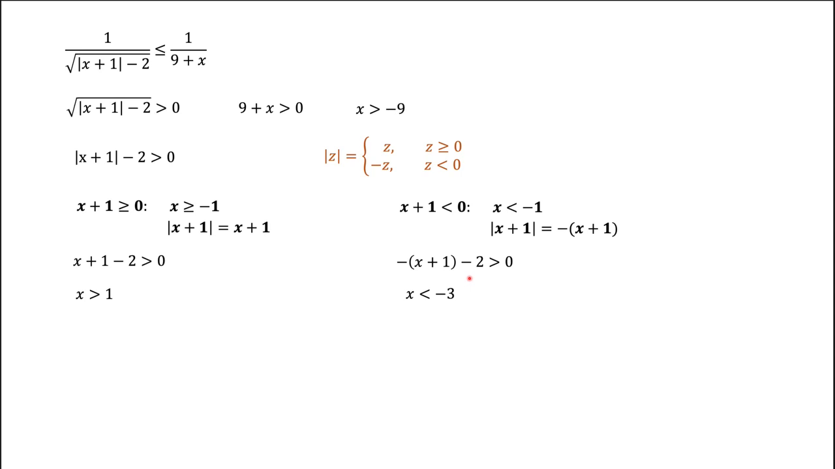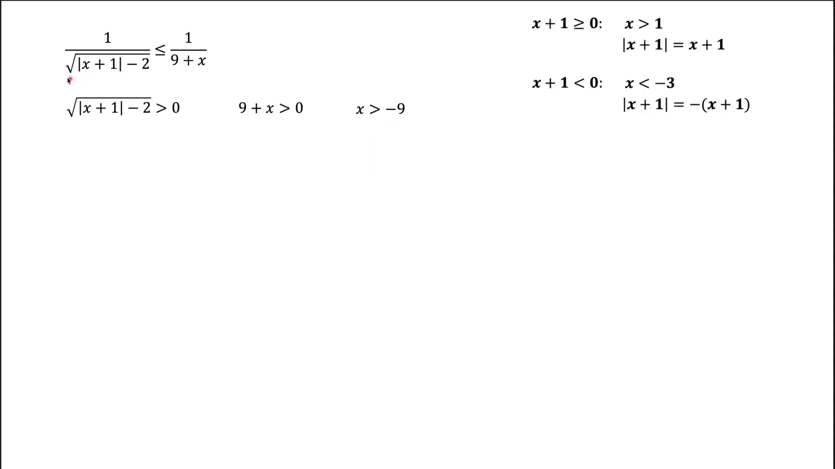So what we see now, that this inequality we're looking at here is satisfied when x either greater than 1 or less than minus 3. We also need to remember that x has to be greater than minus 9. Because denominator on the left-hand side and denominator on the right-hand side are both positive, it means that if we multiply by 9 plus x and by square root of this quantity, both hand side of this inequality is not going to change. So if we do that, we're going to get inequality like this.